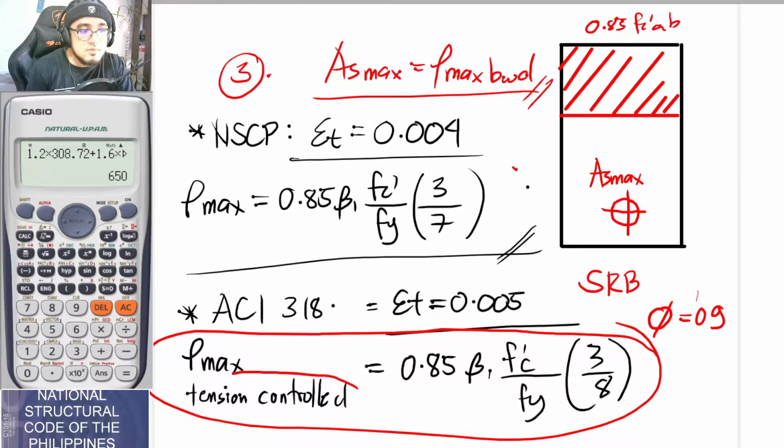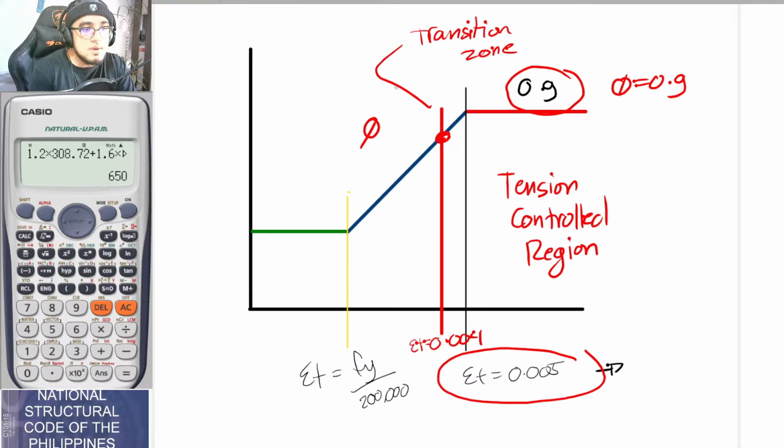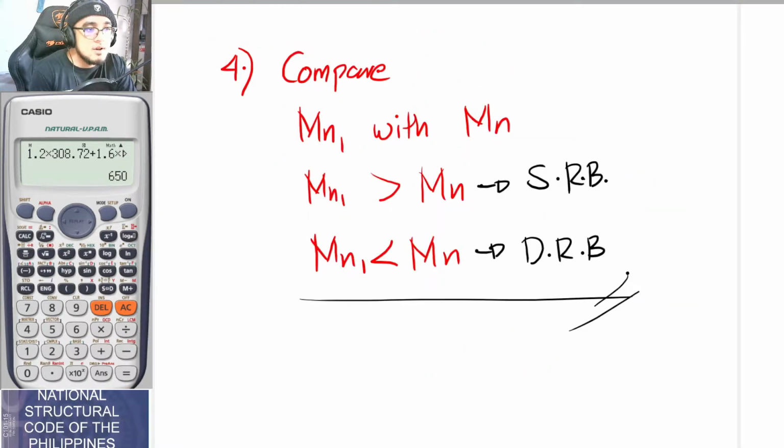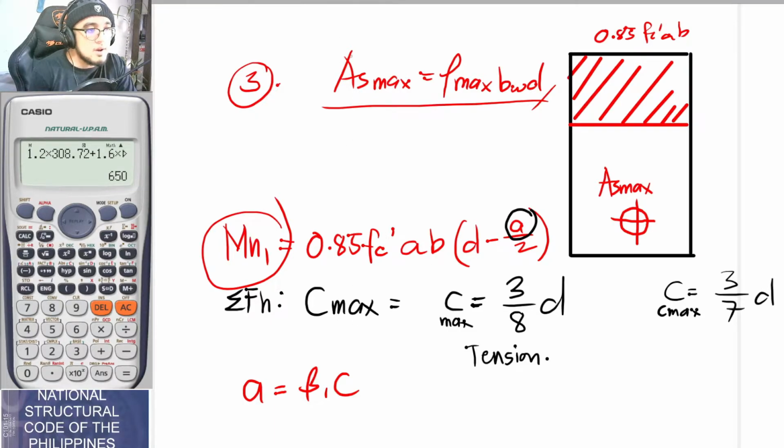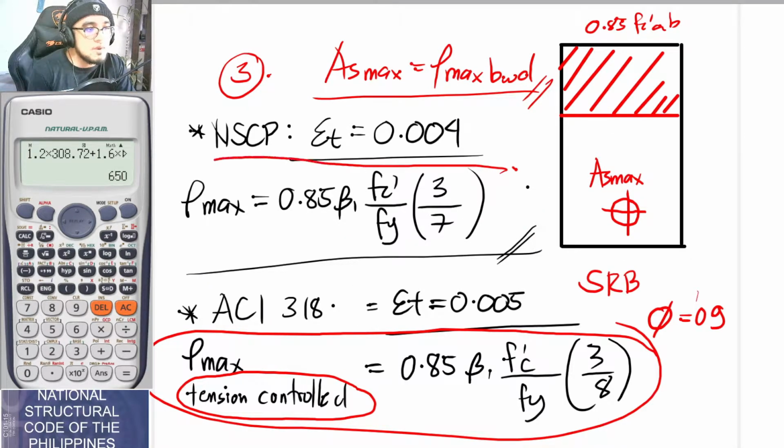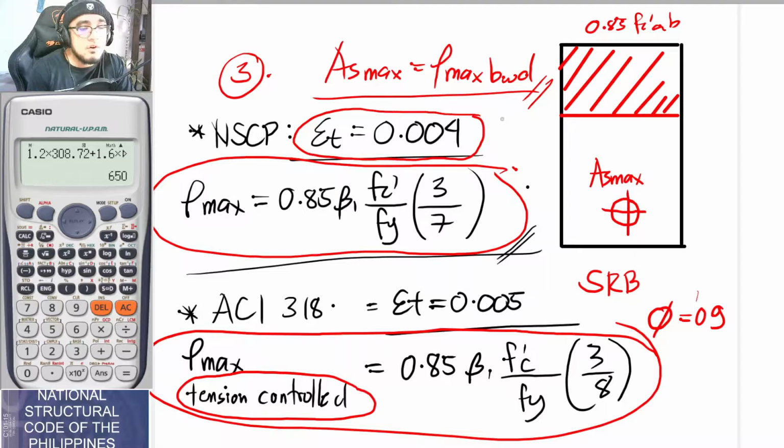Since of course it is to be ensured as tension controlled because the strain that you have used there is to be 0.005. So nandito siya sa area na to, exactly at this location. So once again, if you would be using this rho max, the rho max as brought about by this strain, you would be using 0.9. But if you would be using the NSCP provision of rho max, so for rho max, where is that rho max? So if you would be using this instead, you would still be solving for the value of your phi because your strain t is to be 0.004.